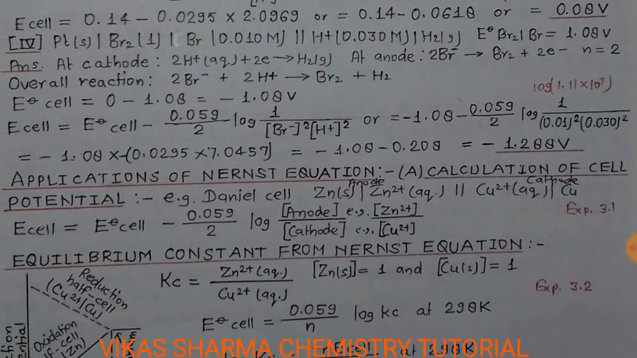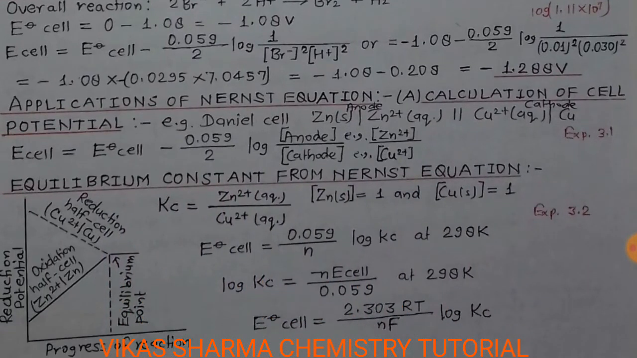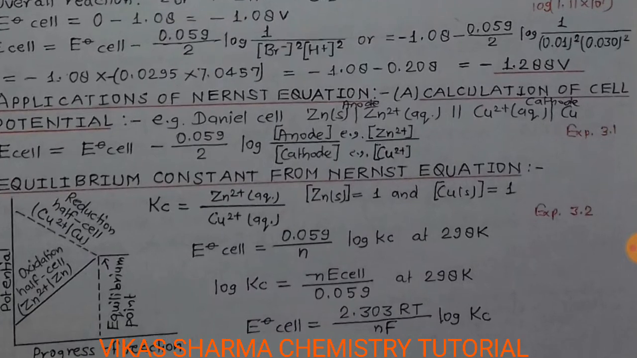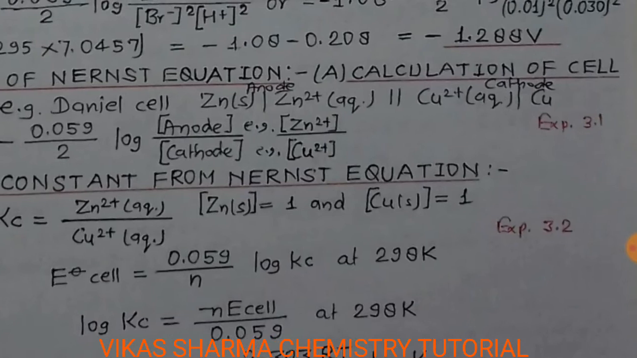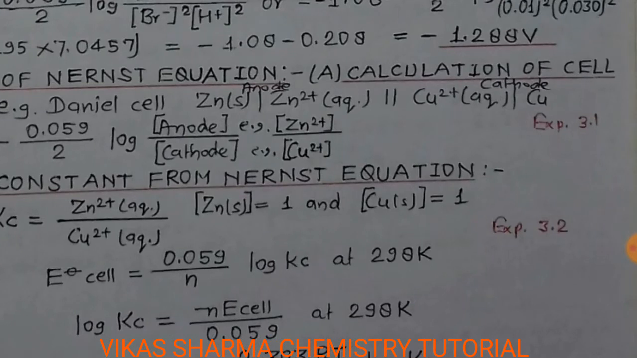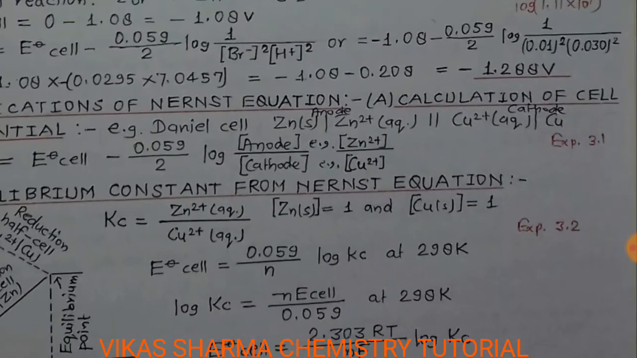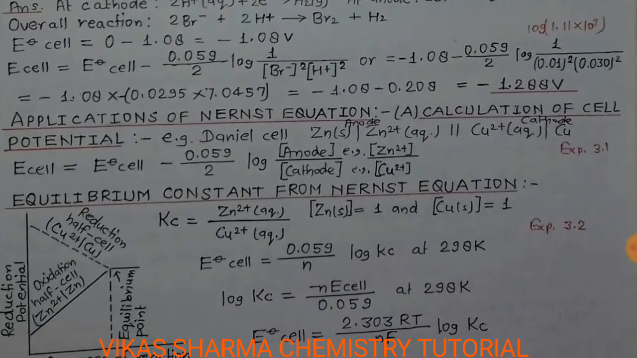So student, the next topic is applications of the Nernst equation. First, it is used for calculation of cell potential, for example in a Daniell cell, where zinc is the anode and copper is known as the cathode. So we calculate E cell equal to E° cell minus 0.059 divided by 2 log anode over cathode concentration. So we can easily calculate the cell potential.